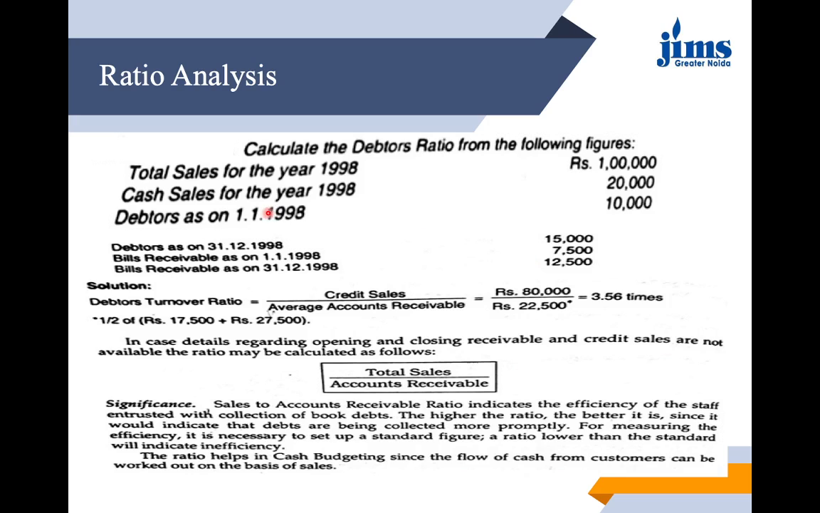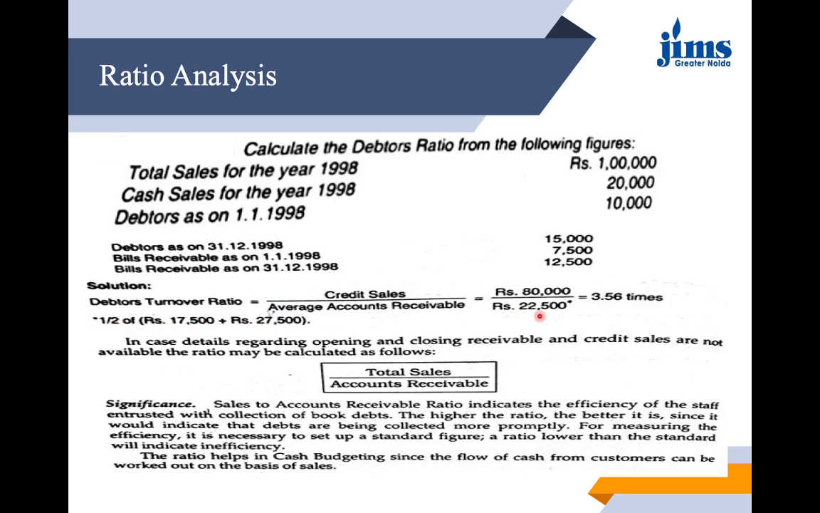We add the opening balances, that is the opening debtors 10,000 and opening BR of 7,500, so 17,500, and the closing debtors and closing BR, that is 15,000 plus 12,500, so 27,500. We add both of these, the opening balance and the closing balance, and divide by 2. From here you get the amount as 22,500.